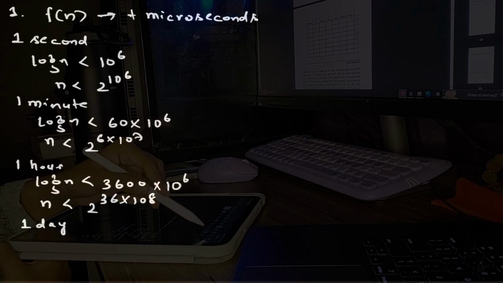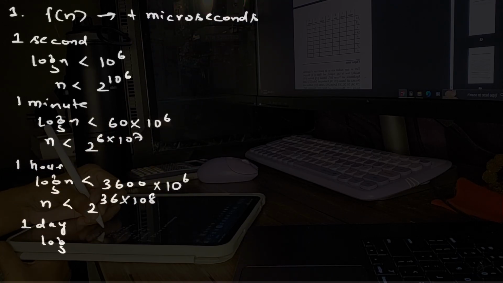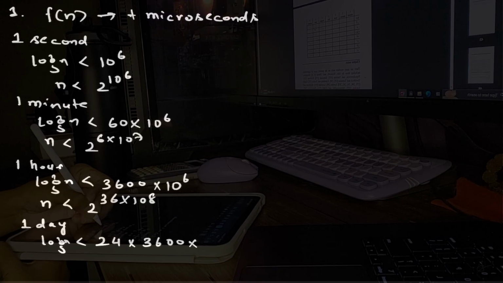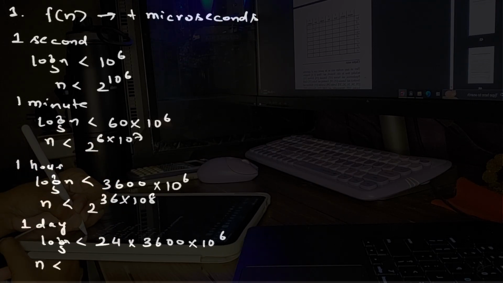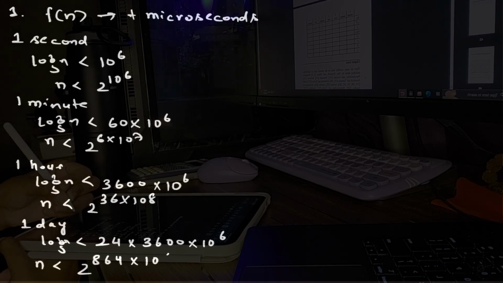Now in 1 day we have 24 hours. Log of n. Each hour has this much time, so our n would be, let me just multiply and see, 24 into 36, which is nothing but 864. So it will be 2 to the power of 864 times 10 to the power of 9.